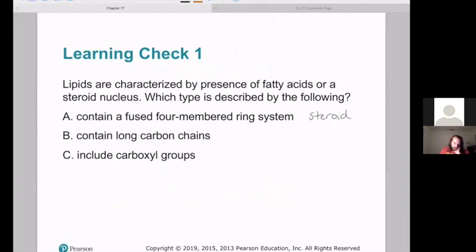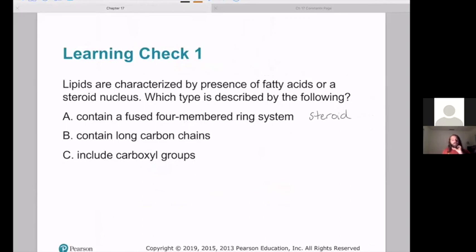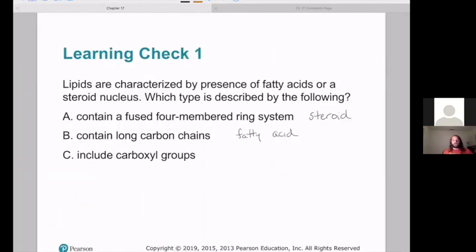Contains long carbon chains. Well, that's going to be any of those fatty acid type components, right? So that is, again, going to be the fatty acid side of our spectrum here. It could be any one of those categories will contain a long carbon chain, as well as contains a carboxyl group. That could also be any of those lipids, rather, from our fatty acid portion of the spectrum.